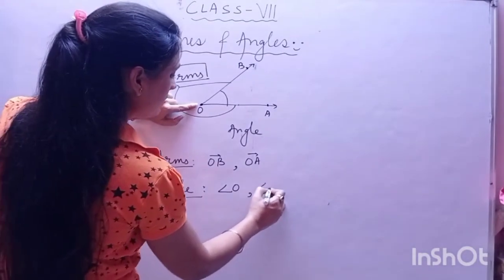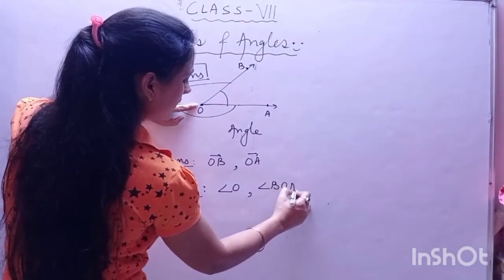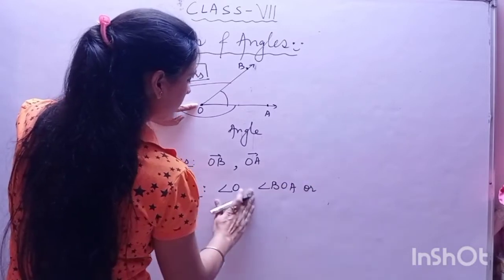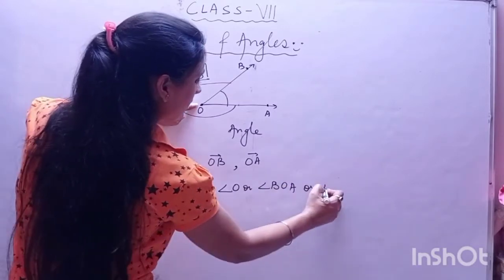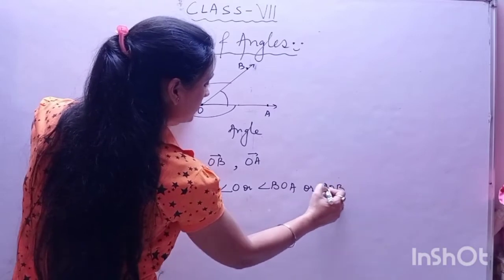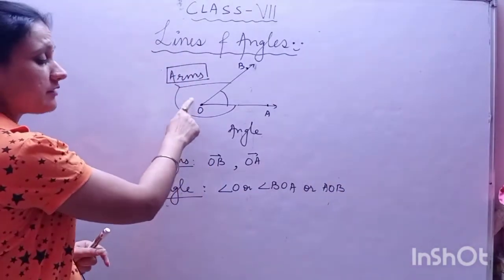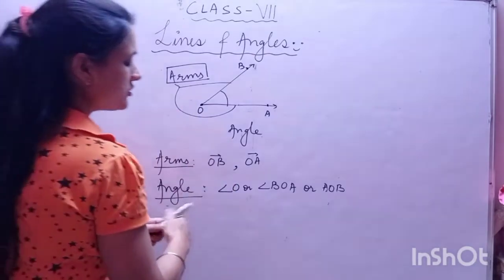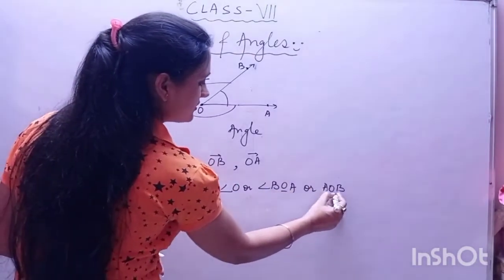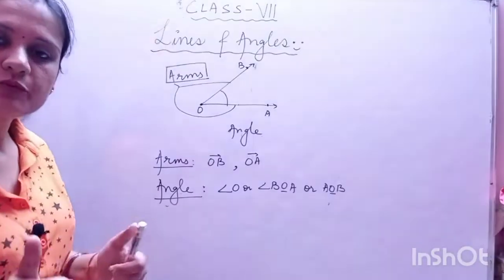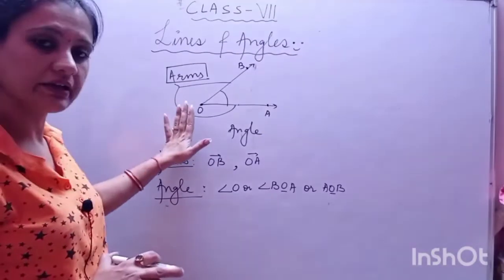Or you can write down POA, or we can write it as AOB. So by these three you can easily find out the vertex at which the angle is being formed should be written in the center, right? I hope you understood the concept of angle.